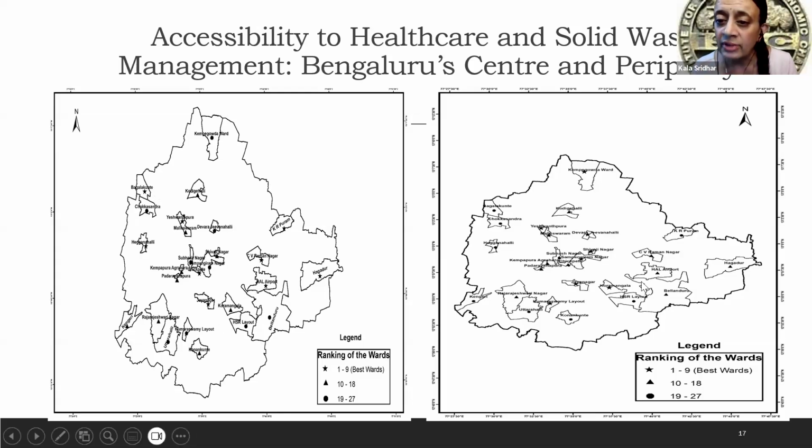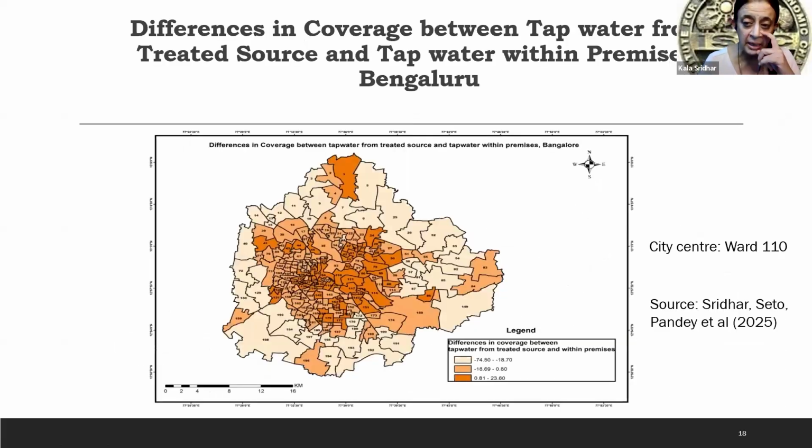Now, solid waste management, right? The stars are mostly in the center. And what you find in the periphery are only circles, which are zeros, or triangles, which means that all these peripheries rank quite low on solid waste management. So that is one inadvertent consequence of suburbanization. This is taking the case of Bangalore.